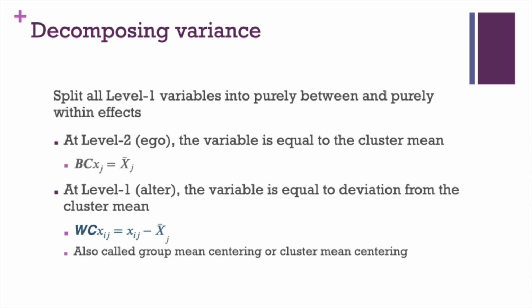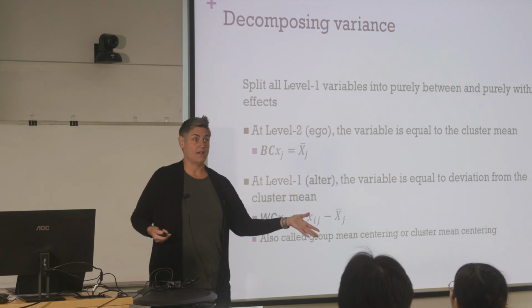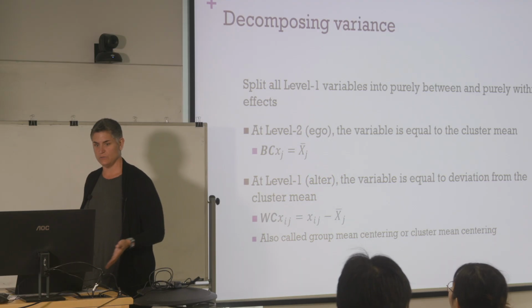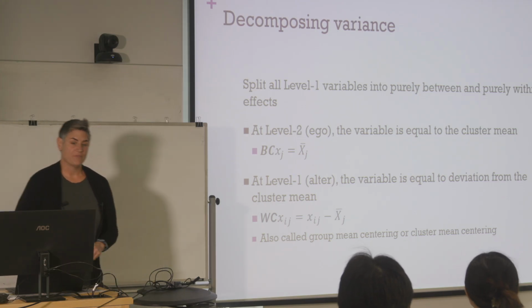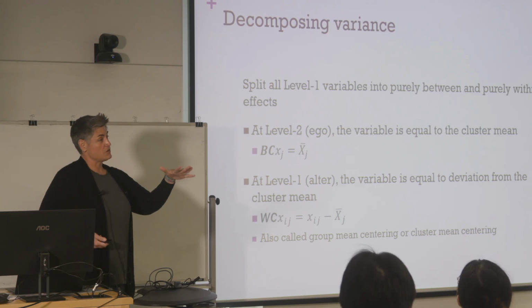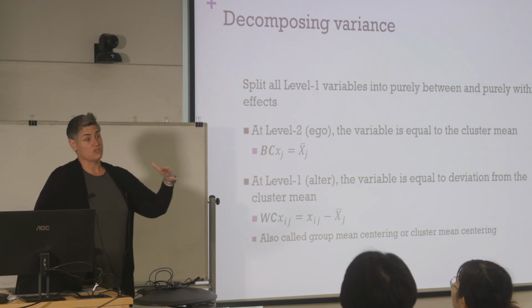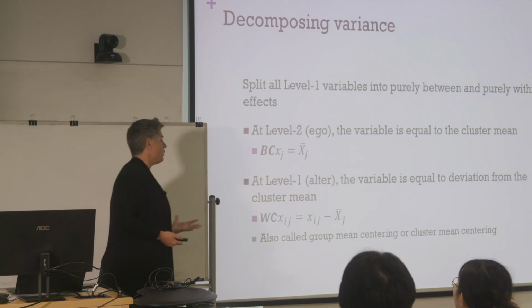This is almost always what you want to do if you're doing longitudinal modeling where you have observations nested within people, because then you can explicitly model how I'm different from myself over time versus how I differ from someone else on average, right? So it's really great for longitudinal models, but you can use it for network models as well. So at the level 2 ego level, the variable is just equal to the cluster mean. So it's going to be the same as your contextual effect, right? And that's just the average of all your alters.